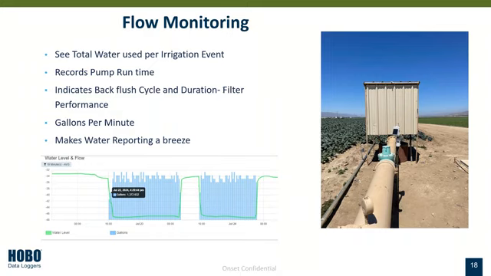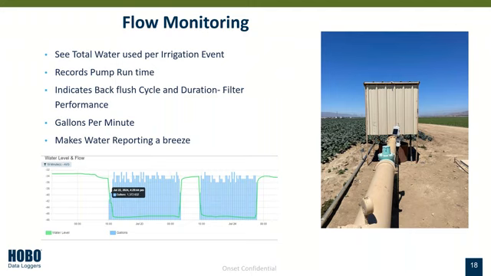Because some of you are very calculated in what you do, and you have a certain amount of emitters per vine or per tree. So when you really know your gallons per minute, you're really able to customize your irrigation cycle and really hone in on what exactly you need to set out for your plants.